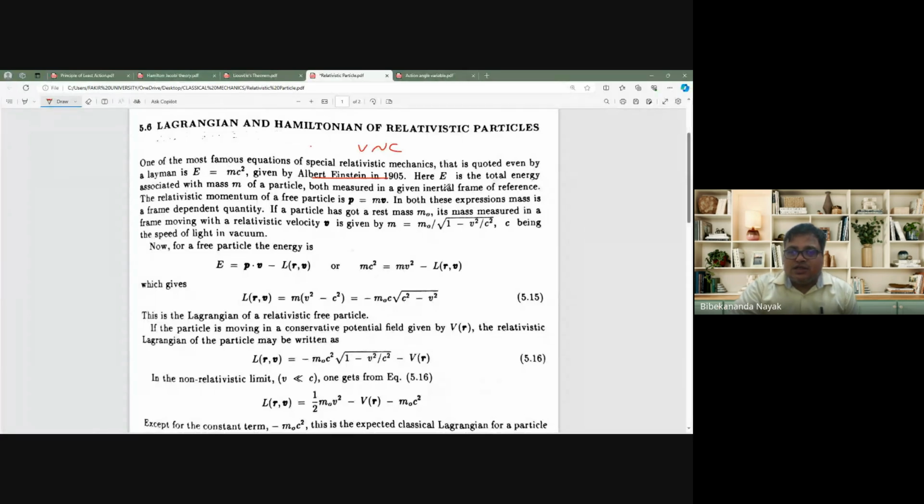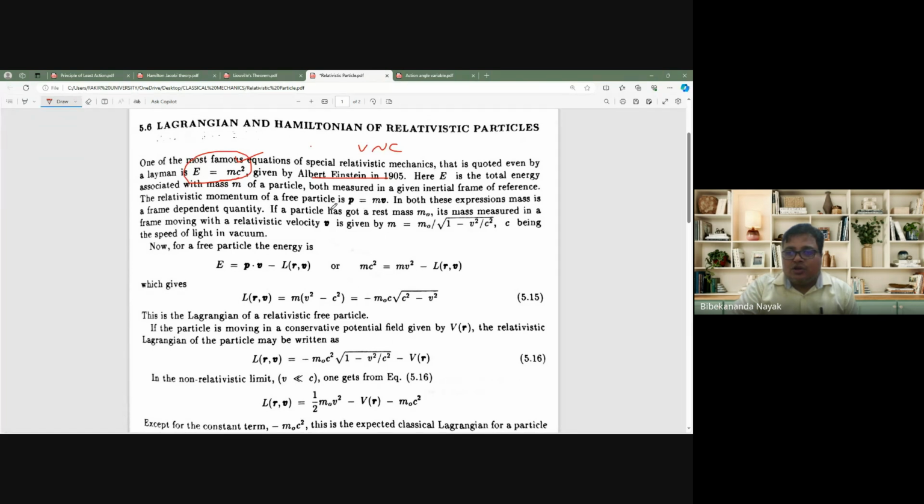And you know, E is equal to mc square is a famous equation which was derived for relativistic particles, and it is applicable to other cases too. E is equal to mc square, where E is the total energy and m is the mass of the particle.